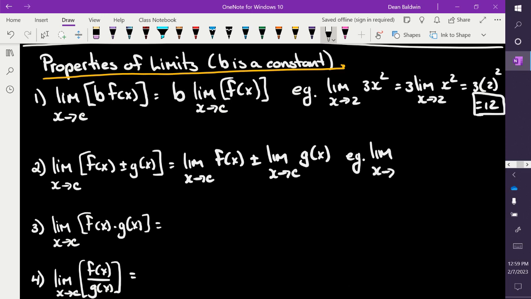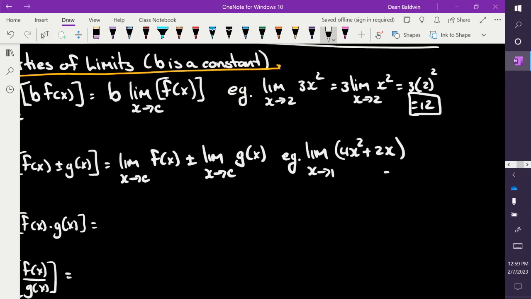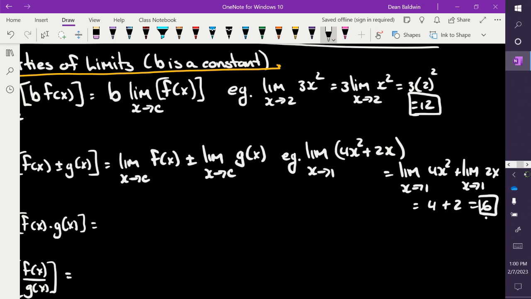So an example would be this. We'll use another quadratic. If I wanted to do the limit of 4x squared plus 2x as x goes to 1, I could rewrite it as each individual limit, and then plug in the numbers. So that would give me 4 plus 2, which is 6. I mean, that's an overly simplified one, but you can see.